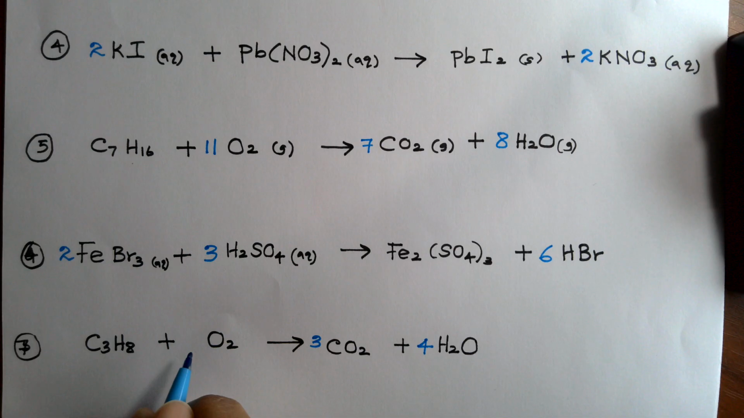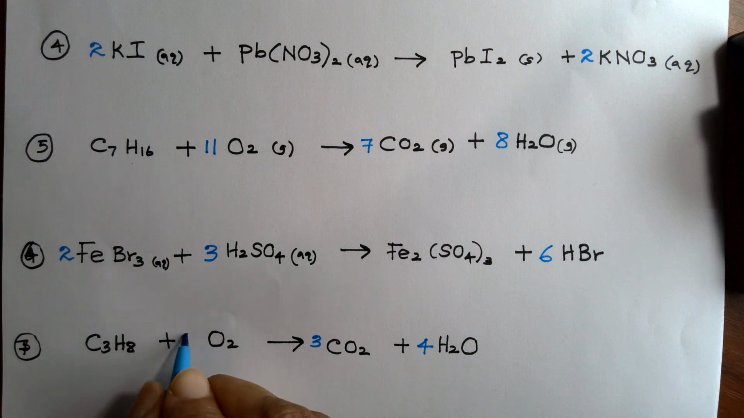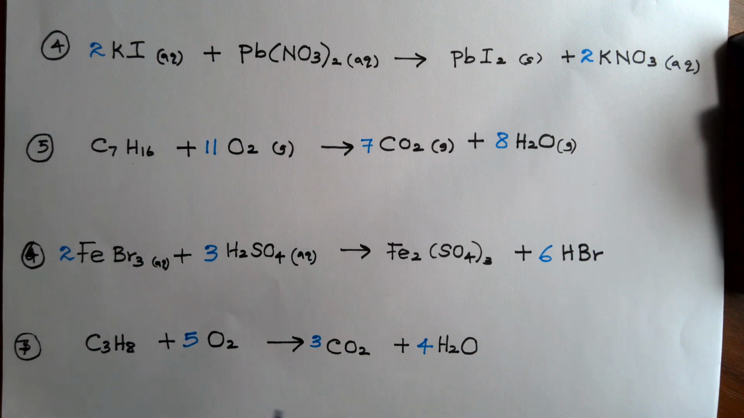Finally, let's focus on oxygen. 2 oxygen in the reactant side. Product side, 3 times 2, 6 plus 4. Total is 10 oxygen atoms in the product side. So how can we make 10 here? Adding coefficient 5. Then 5 times 2 is 10. The reaction is balanced.